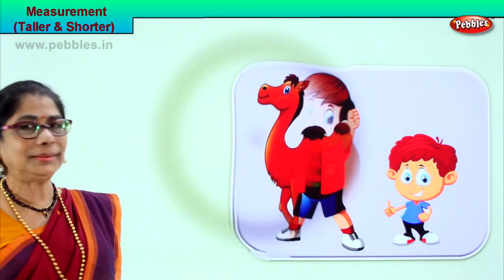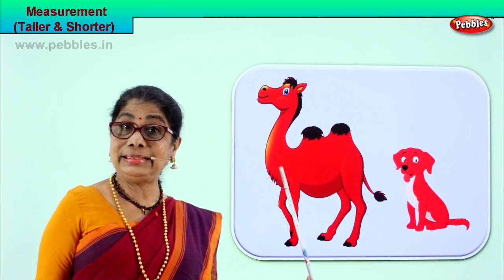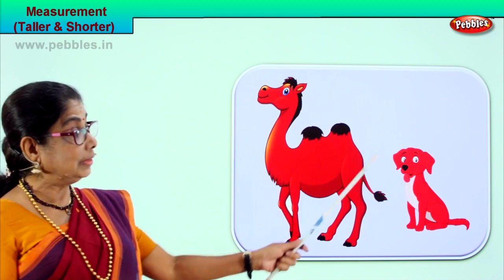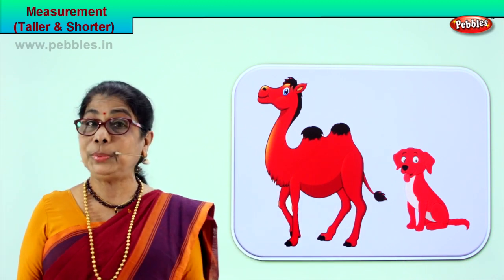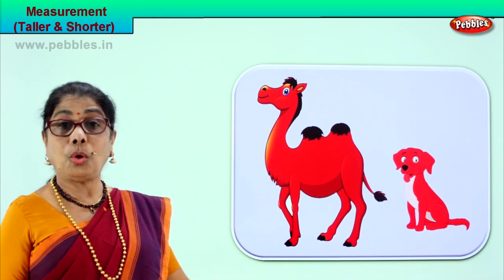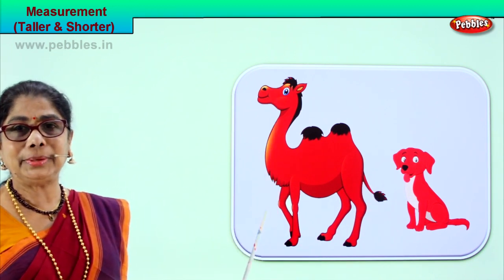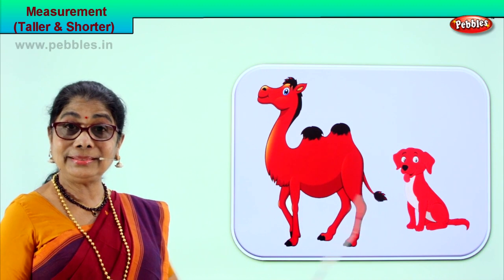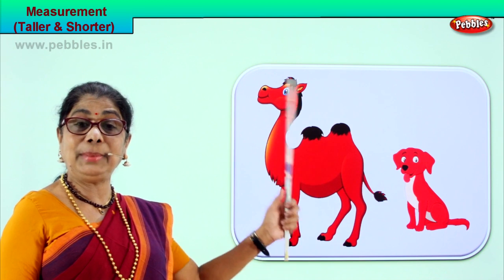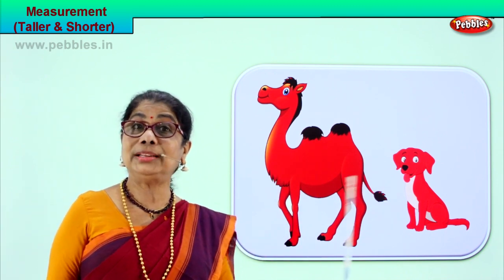Look what we have here. Look, we have two animals here. We have a camel and we have a dog. We say the camel is tall and we say the dog is short. What will we say? The camel is taller than the dog. Or we say the dog is shorter than the camel. Taller, shorter. Taller animal, shorter animal. Or shorter animal and taller animal. Now you know? Yes, the two measurements, taller, shorter.